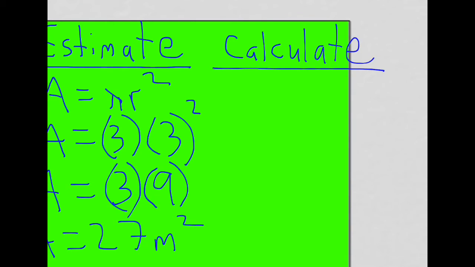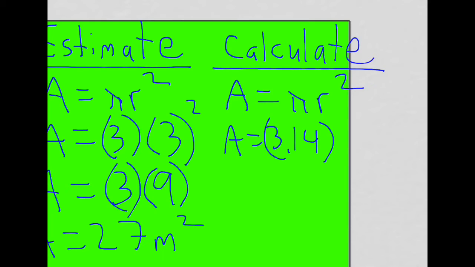We use the exact same math equation for area of a circle. Area equals pi times the radius squared. Area equals 3.14, and the radius is still 3 times 3 squared, right? We don't round pi off this time because we're getting the exact answer.